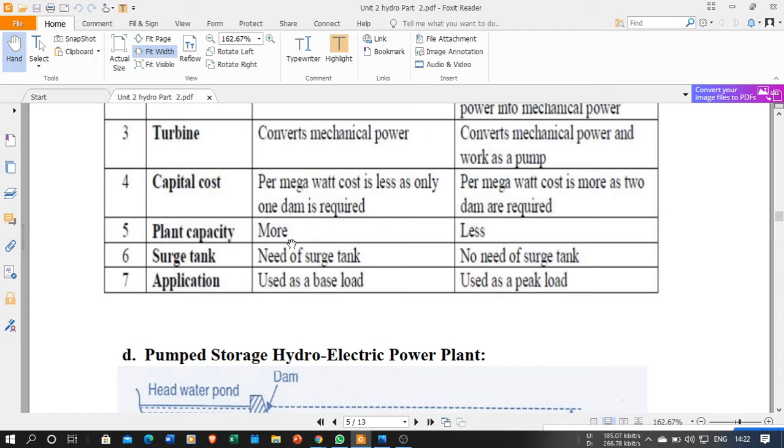Surge tank. So runoff power plant needs a surge tank. And in case of your pump storage power plant, as the capacity is low, there is no need of a surge tank over here.